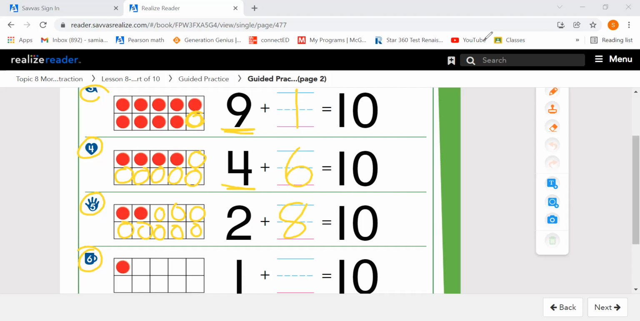All right, last one. We have 1 red counter. So we're going to count on from 1. 1, 2, 3, 4, 5, 6, 7, 8, 9, 10. So we added 9 yellow counters.